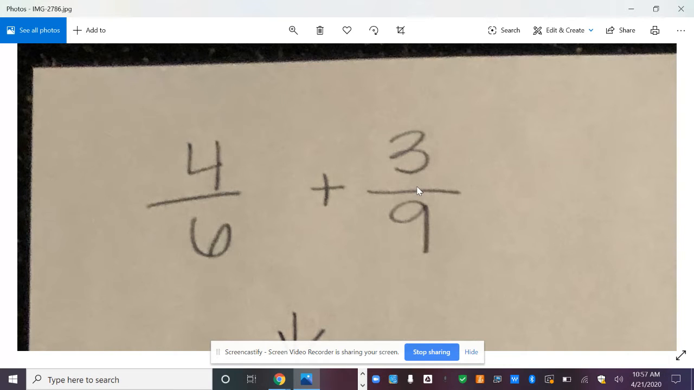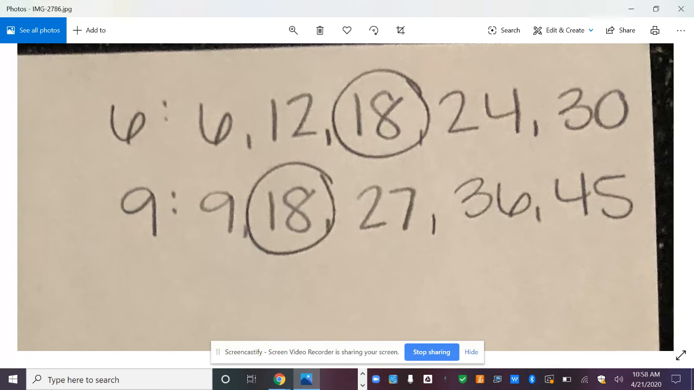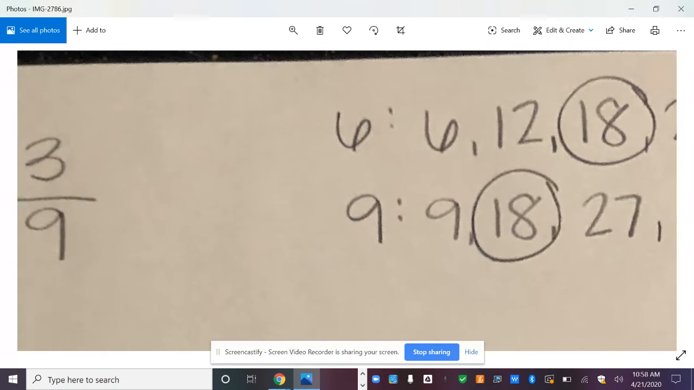So in looking at our denominators, 6 and 9, they are not the same. So we cannot add them yet. So if you look on over to my example, I looked at my denominators, 6 and 9, and I listed my first 5 multiples. So 6, 12, 18, 24, 30, 9, 18, 27, 36, 45. I looked for the one that they had in common, the lowest common multiple, and that is 18. And that's why I circled it.